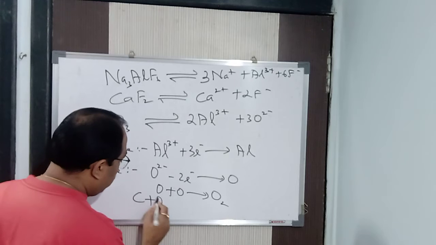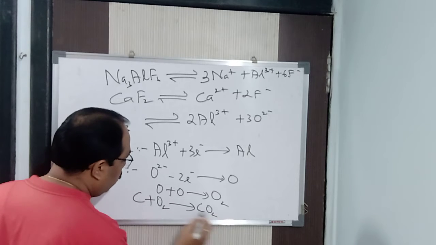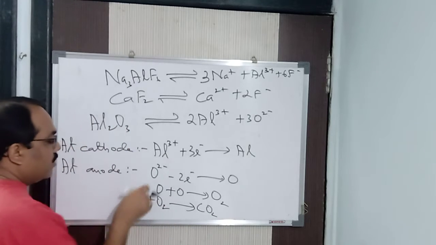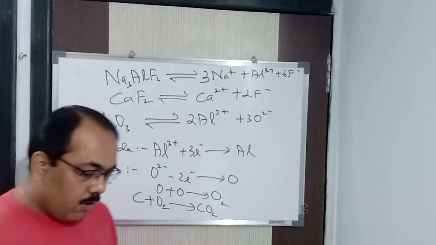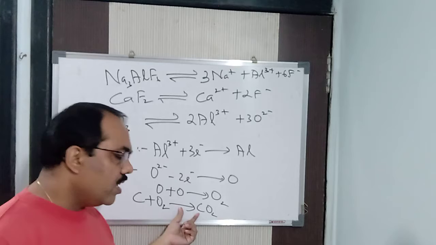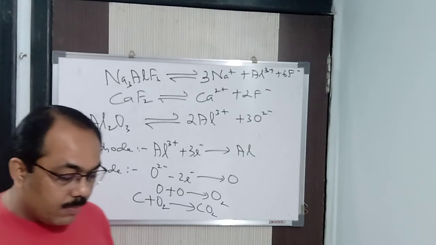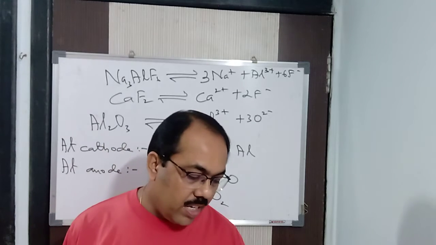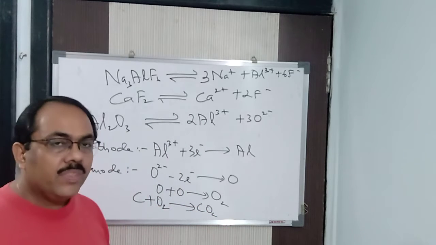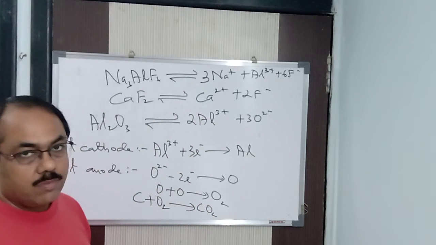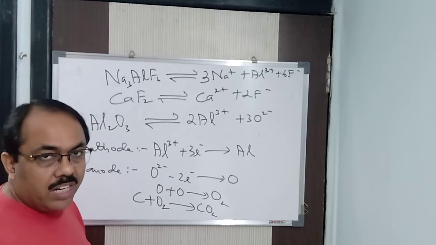Now C plus O2 will give you what? CO2. C from where it is coming? The carbon electrode, that is your C. It reacts, so it may form carbon monoxide also and carbon dioxide gas also. But carbon monoxide is not stable, you know that. It again further reacts with oxygen to form carbon dioxide gas. In this way, carbon monoxide and carbon dioxide gas is being produced, which is being liberated from the anode.